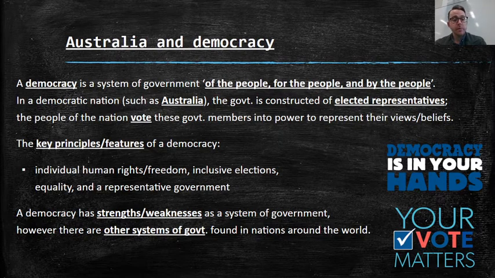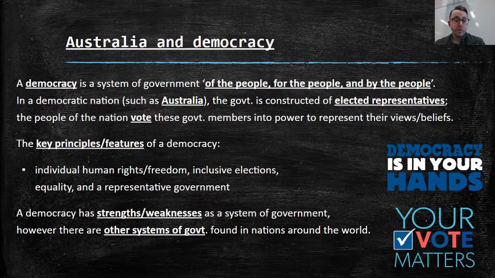The key principles and features of a democracy are individual human rights and freedom. So you have the freedom to vote. Your human right is to vote, to participate in government. Anyone can run for government, anyone at all. Inclusive elections, so everyone who is above the age of 18 can vote. Everyone who is an Australian citizen can vote in these elections.